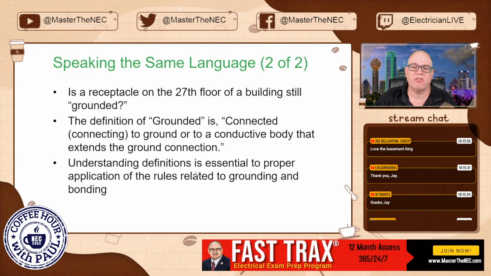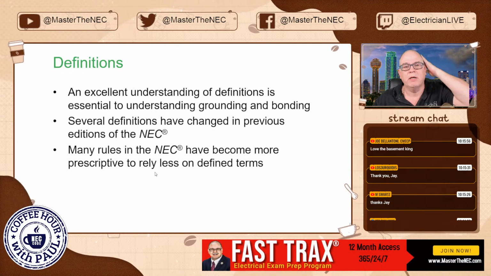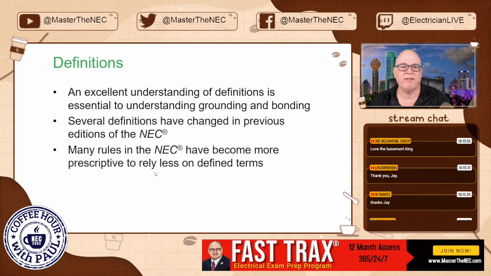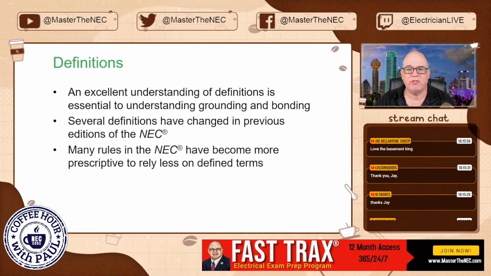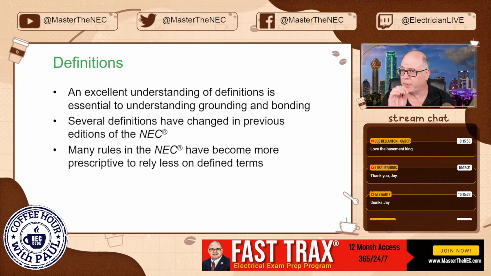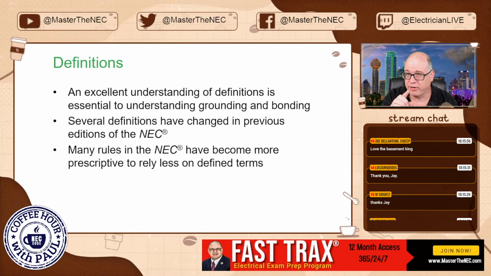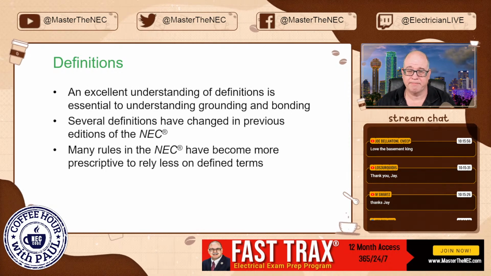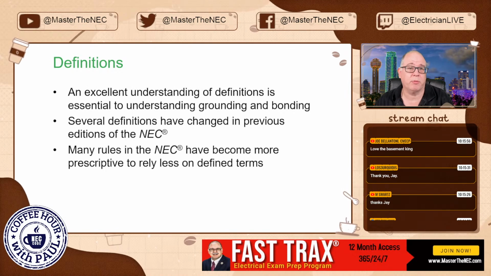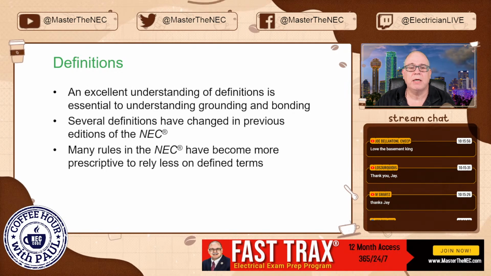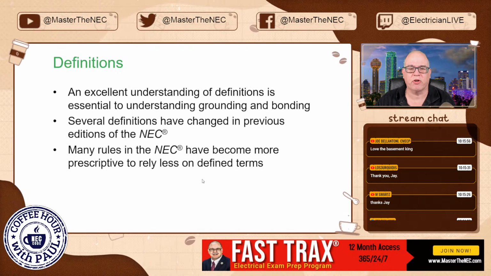Understanding definitions is essential to proper application of the rules related to grounding and bonding, okay? An excellent understanding of definitions is essential to grounding and bonding, obviously. Several definitions have changed since previous editions. Remember, 2005 on, it got better, and it's constantly getting better. And Code Making Panel 5 did some great work for the 2023 that's going to be coming out here in a couple months. Many rules in the NEC have become more prescriptive and less reliant on the terms.